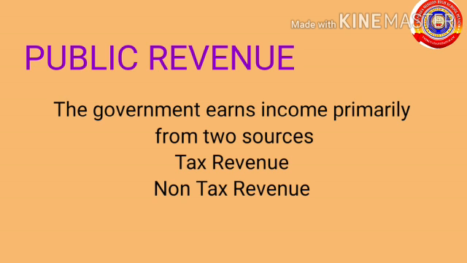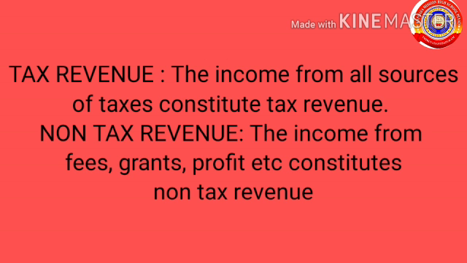Next, public revenue. The government earns income primarily from two sources. They are tax revenue and non-tax revenue. Do you know what is tax revenue and non-tax revenue? The income from all sources of taxes constitutes tax revenue. The income from fees, grants, profit, etc. constitutes non-tax revenue.